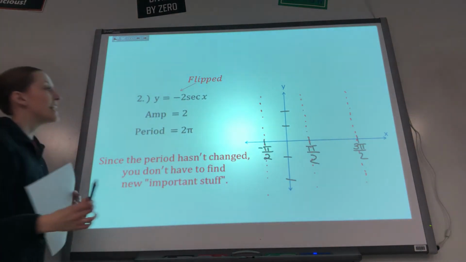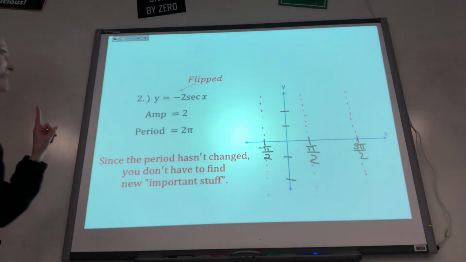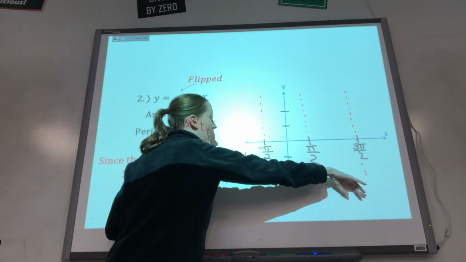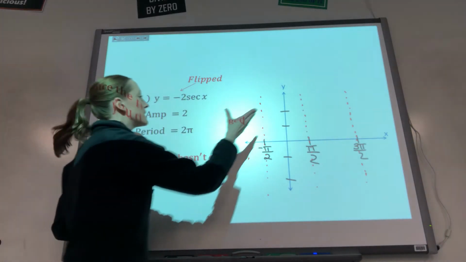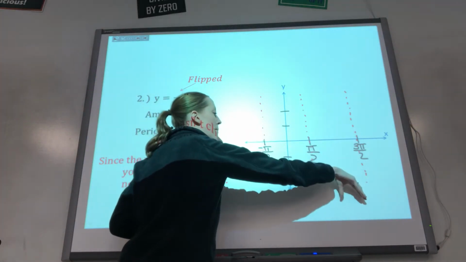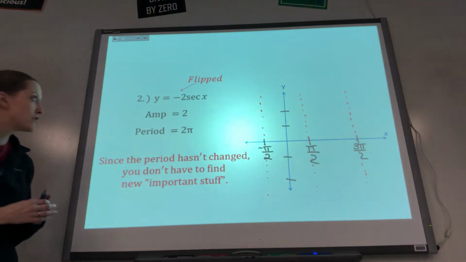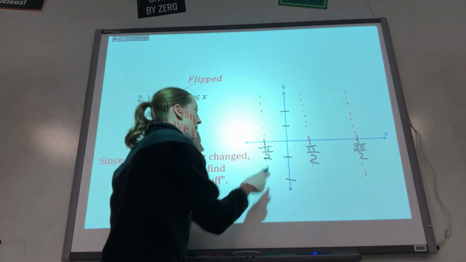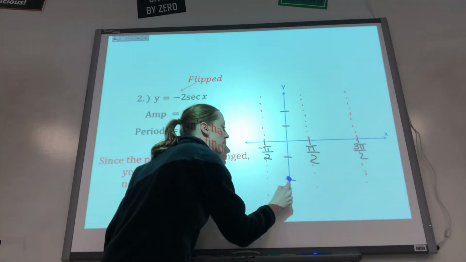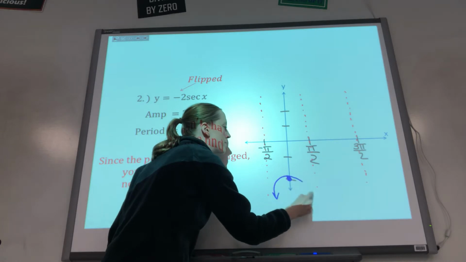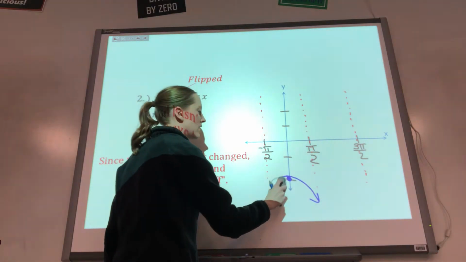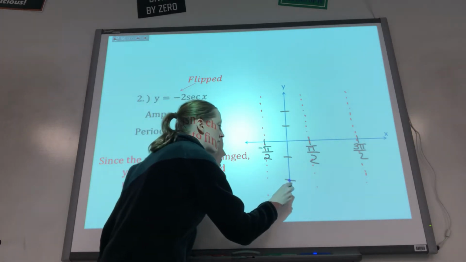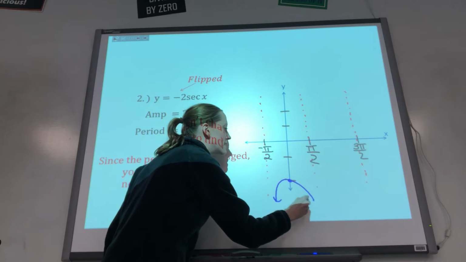So here I go. Usually with secant, it's up right here, down right there. And the amplitude is 2. So this part would be up here at 2. That part would be down at -2. When it flips, it does a total flip. This part is now down here at -2, opening down. I'm going to make that look a little bit better. Down here at -2, opening down.